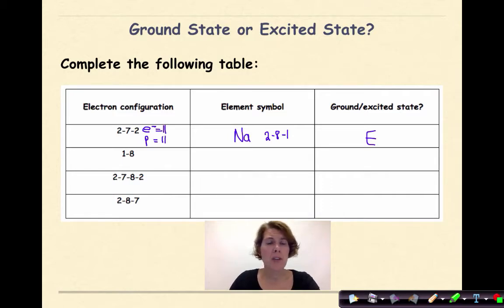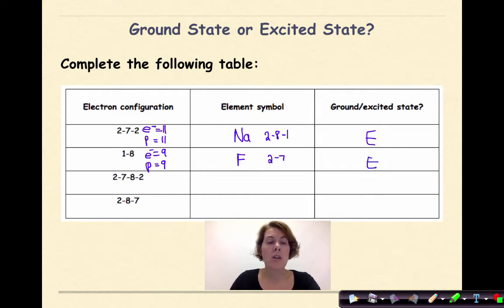So my electron configuration is 1, 8. So if I add those up, I see that I have 9 electrons. And since this is an atom, that means I also have 9 protons. And when I look up the atomic number for 9, I see that is fluorine, and the symbol for fluorine is F. When I look at my periodic table, I know that the electron configuration for fluorine in the ground state is 2-7. So this electron configuration represented here is in the excited state.